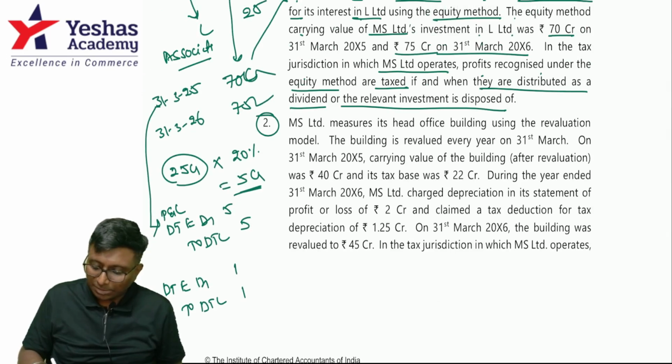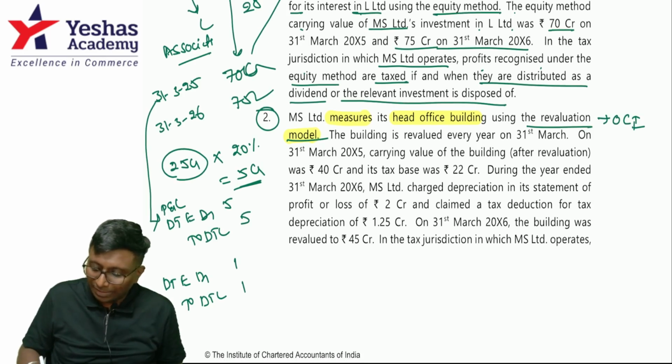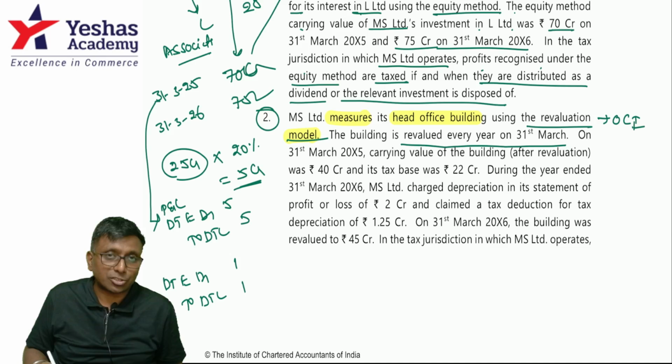Okay, right. MS Limited measures its head office building using the revaluation model. Revaluation model. Revaluation reserve will go where? OCI. Correct. Now, since it goes to OCI, a deferred tax expense or income also will be routed through OCI. That you need to remember. The building is revalued every year on 31st March.